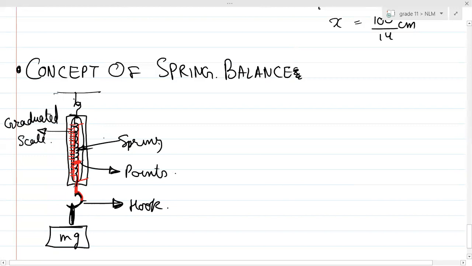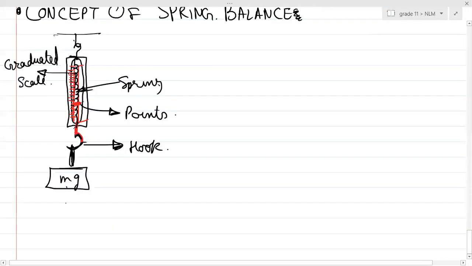So what does this spring balance do basically? See, when this mass is connected to this hook, or basically to this particular spring, then due to the weight of the block, will there be any change in the tension in the string? Suppose there is just a tension in this; will there be a tension in the string over here?